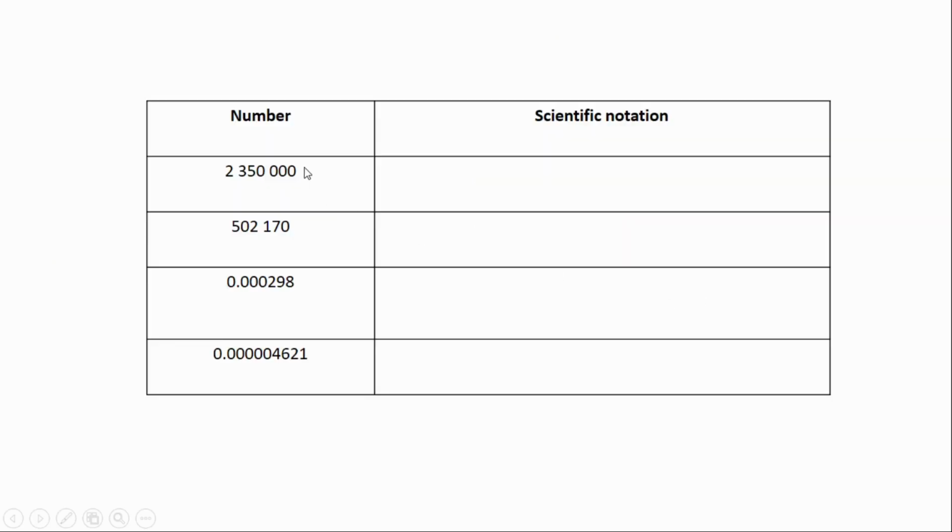Alright, so on the left here, I've got the number, and on the right, I'm going to have the scientific notation. So our first number here is 2,350,000. I'm going to start by putting a decimal point right between the 2 and the 3 there. Once you've done that, let's write the first three numbers down there, just 2.35. And now let's have a go counting the numbers behind the decimal point. There is a total of 1, 2, 3, 4, 5, 6 numbers. So I can rewrite this number in scientific notation as 2.35 times 10 to the power of 6.